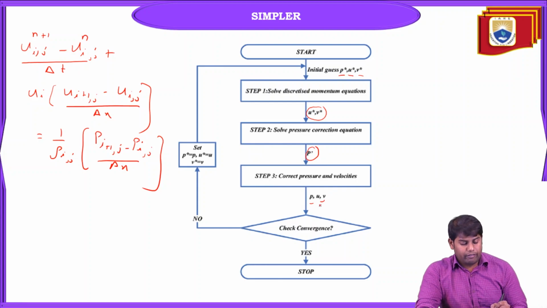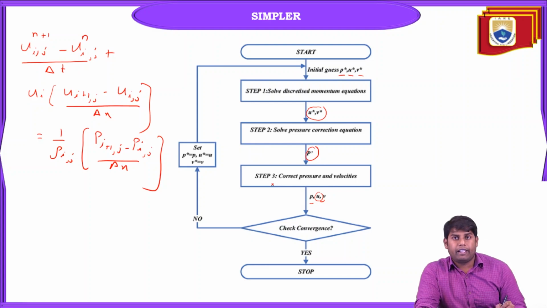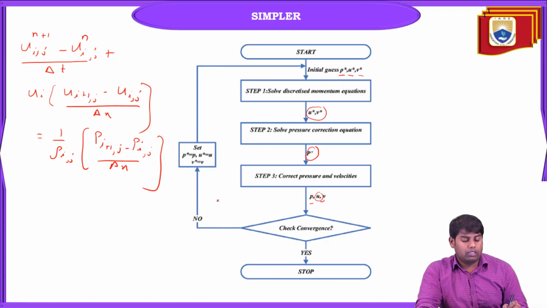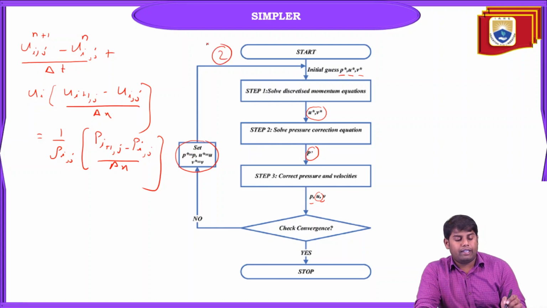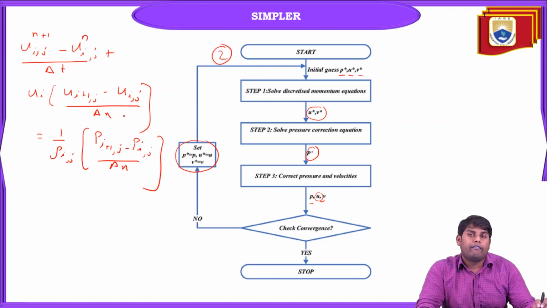So the final value minus the initial value, again we'll check for the residue, and if it is converged, then we will stop. If it is not converged, whatever output we get from the first iteration, we will set it as the input value for the second iteration. So that is what we do.